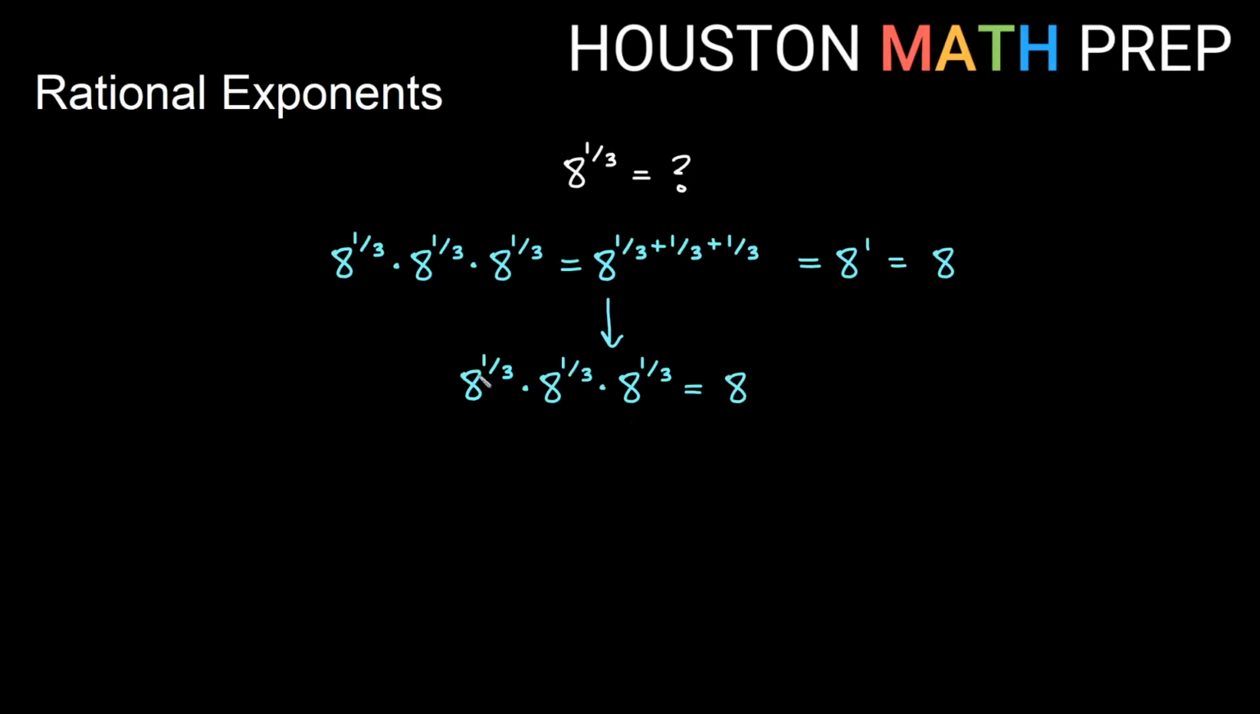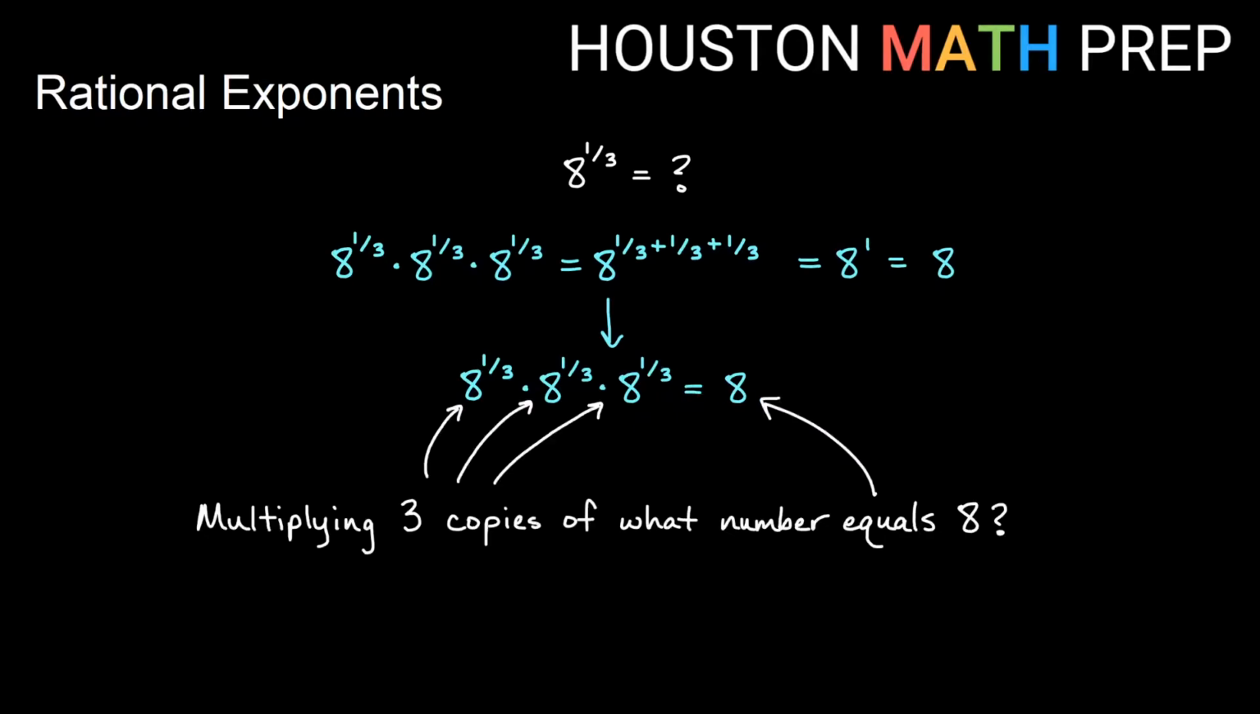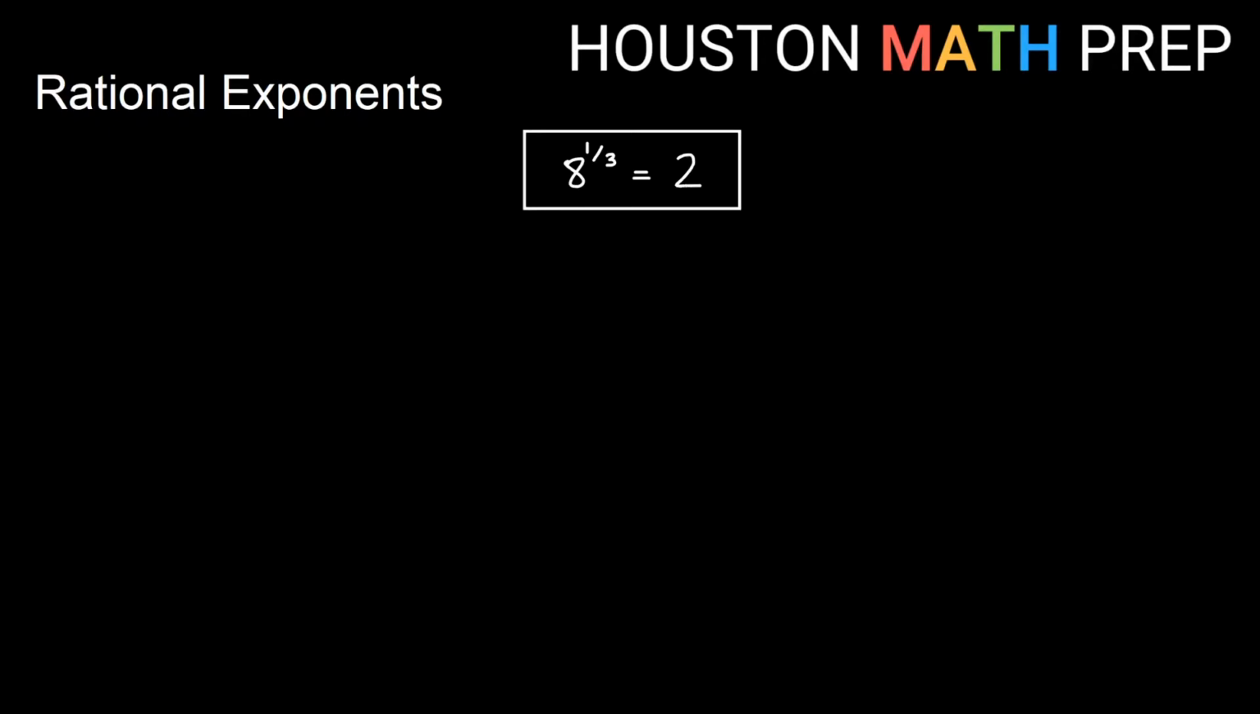So that's really 3 of the same thing multiplying together to get 8. Can I multiply 3 copies of some number and get 8? Something times something times something, all being the same number. It turns out that number is actually 2, right? 2 times 2 times 2 is 8. In other words, 2 cubed is 8. So we get that 8 to the 1/3 power is 2.